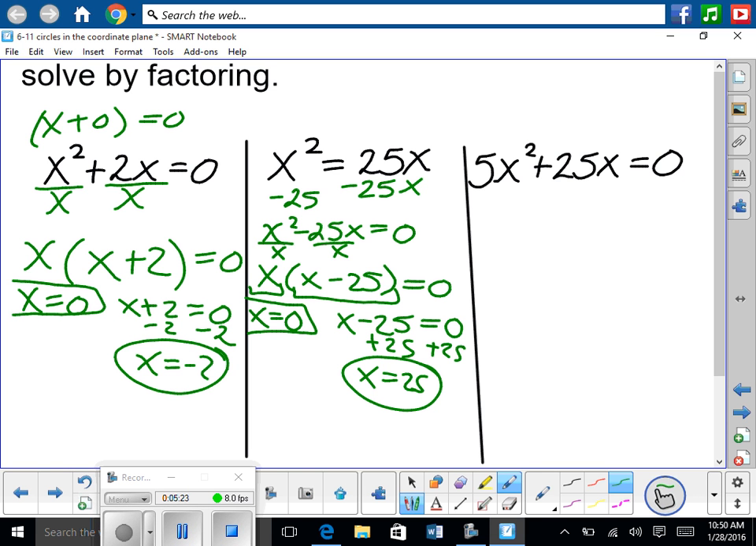Okay, what about this one? Is my c value 0? Yep. So let's check. Is there something in common we can factor out right here? Okay. Yeah, we can factor out an x, but there's something even greater. What? So let's factor out 5x.